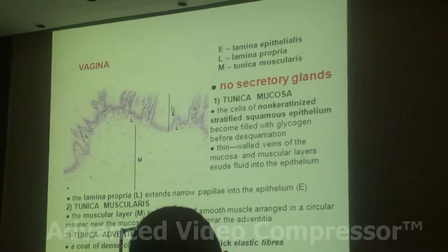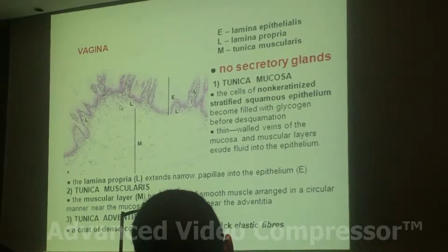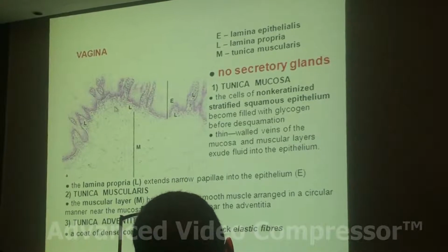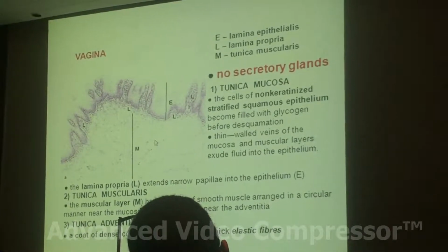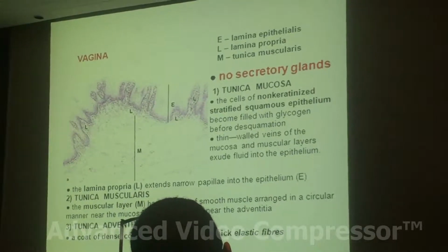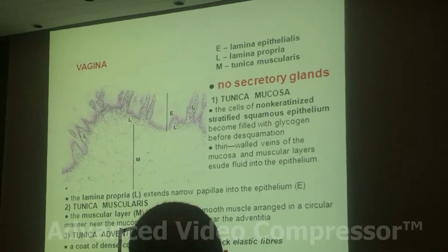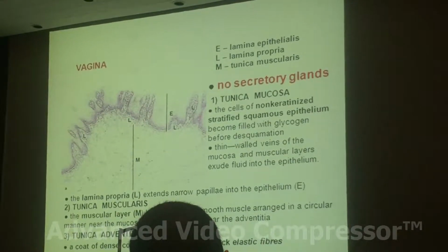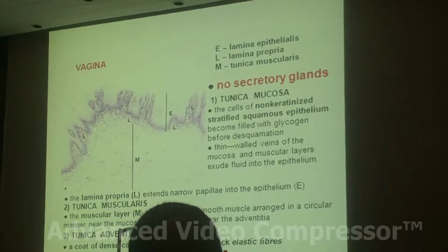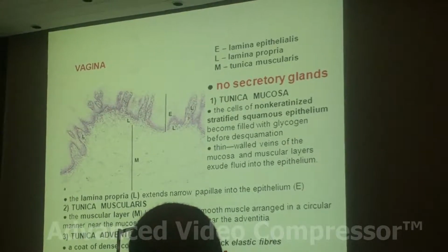squamous epithelium that is non-keratinized. Then we have the lamina propria. Are there glands in the vagina? No glands in the vagina. The muscularis of the vagina contains longitudinal and circular smooth muscles. The outermost layer in the vagina, what will it be, serosa or adventitia? Adventitia. It is extraperitoneal, right? The vagina is not covered by peritoneum, so it will be covered by a layer of adventitia instead of serosa.